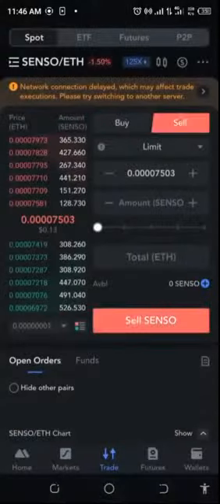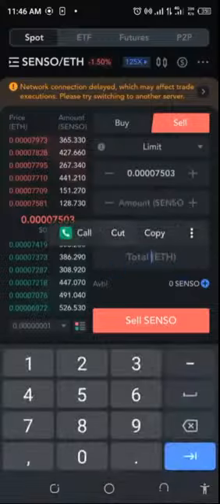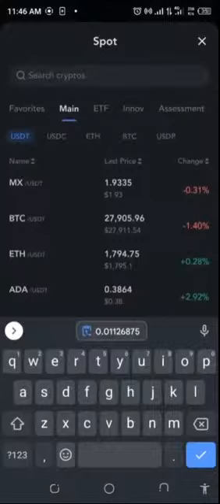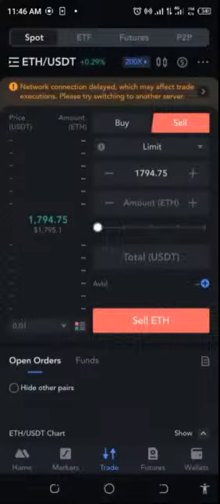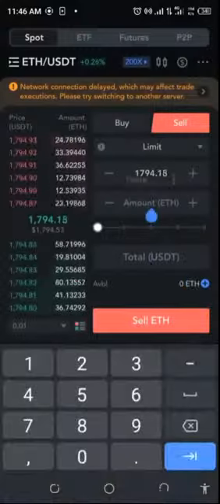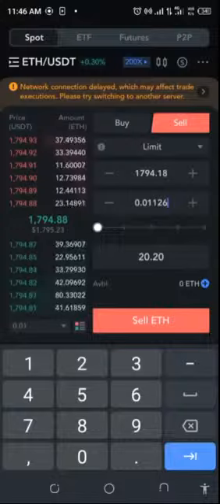Okay, so we're supposed to sell to Senso ETH. Let's just try this out. Then we'll copy that out and go and check it. And then we'll sell ETH to USDT. So let's see how that will go. ETH to USDT. Let's see whether this is going to work. Never going to work. Let's go back and try it out with our BTC.